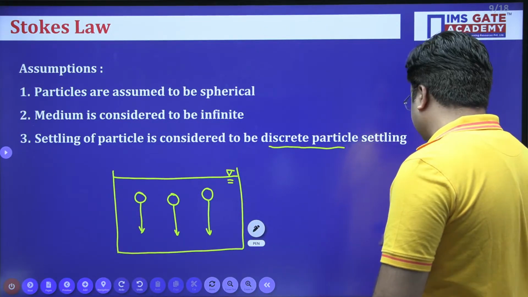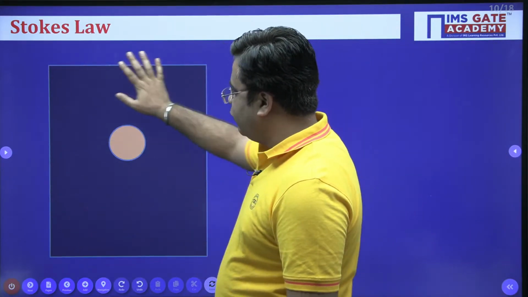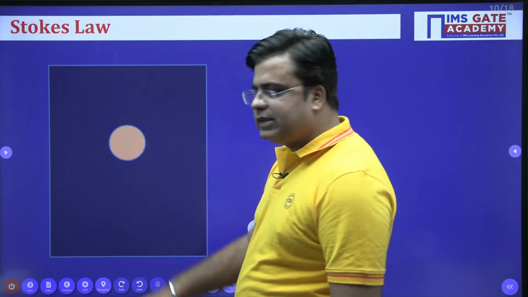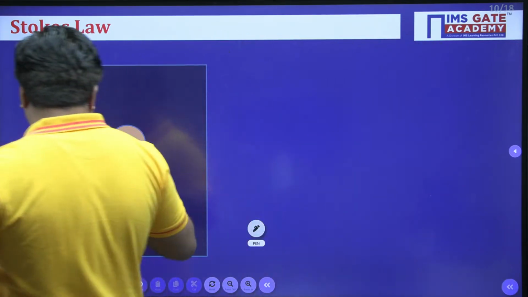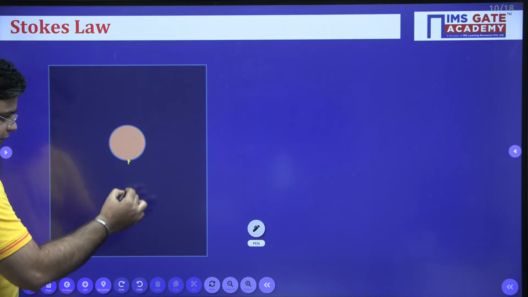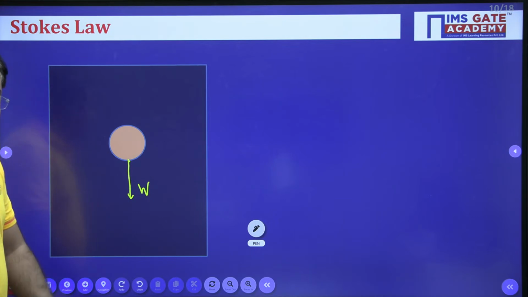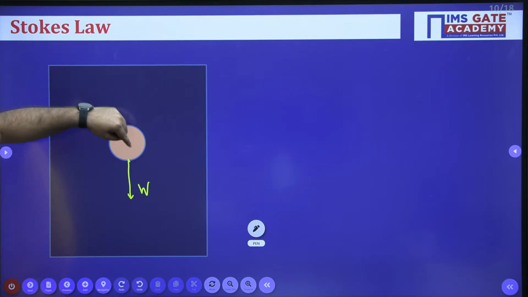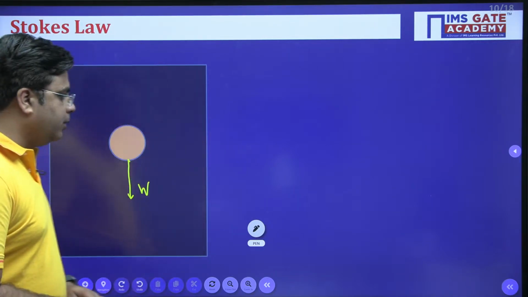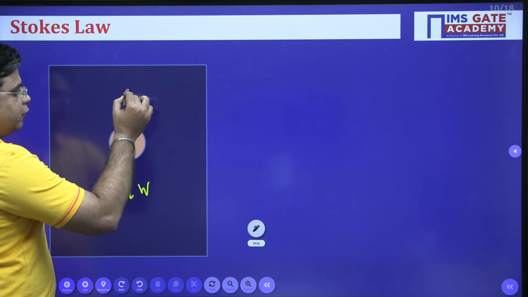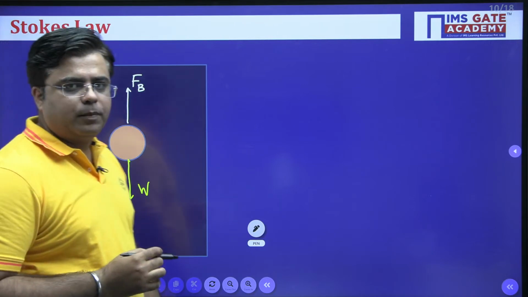Now let us see the derivation for this settling velocity. So this drawn in black is my water inside which this solid is settling, and this solid is settling under its own weight. So when this solid will settle, the first force that is acting is the self weight of the solid, W. Now through Archimedes' principle, buoyant force will be acting in the opposite direction like this, force of buoyancy.